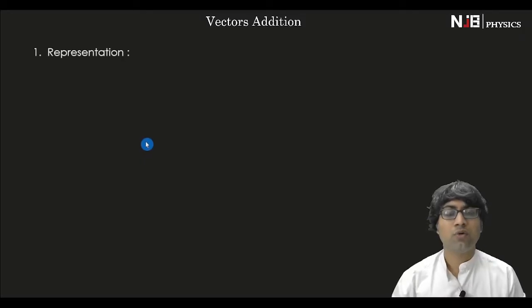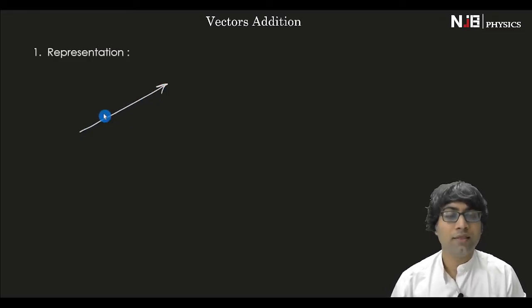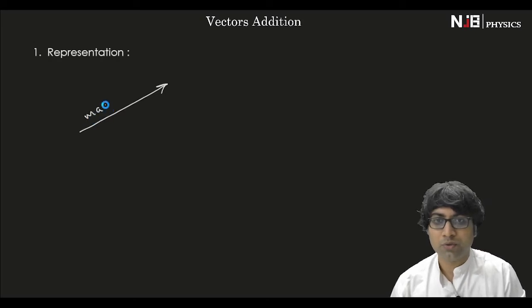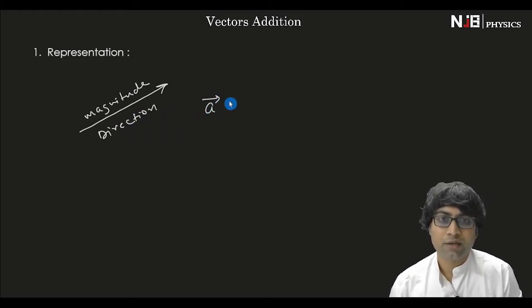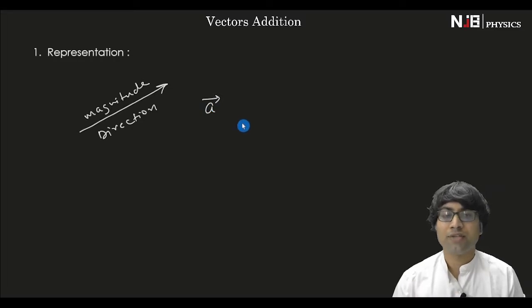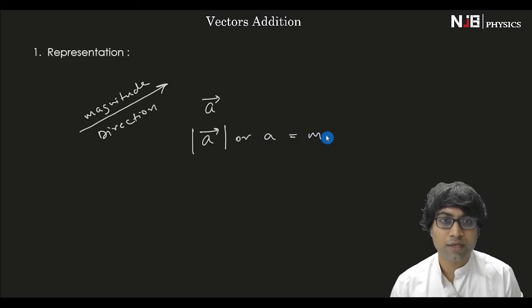Let us first talk about how a vector is represented. Well, a vector is represented by an arrow, and the length of this arrow represents magnitude, and the direction of the arrow represents the direction of the vector. Mathematically it is denoted by a vector, it can be b vector, c vector, and so on. If you only want to express its magnitude, then it is written as modulus of a vector, or simply it is written as a, which is the magnitude of the a vector.